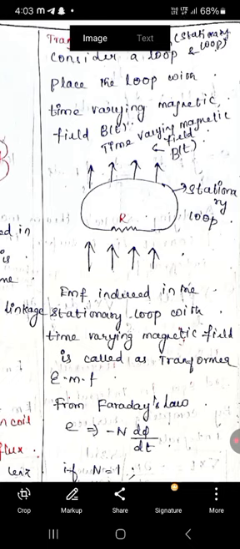Just imagine this is like a coil connected with the source, right? So the circuit I placed in the presence of magnetic field. Here we are changing the magnetic field alone. We keep the circuit stationary. In that case we experience the induced EMF in that circuit. That induced EMF is called transformer EMF.